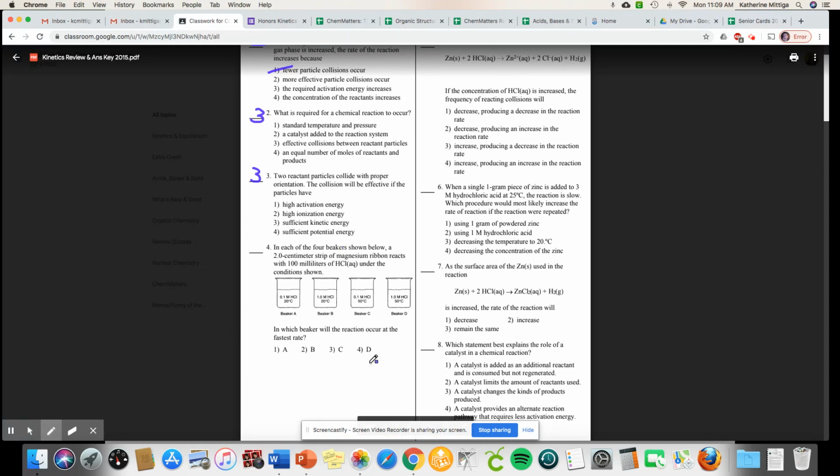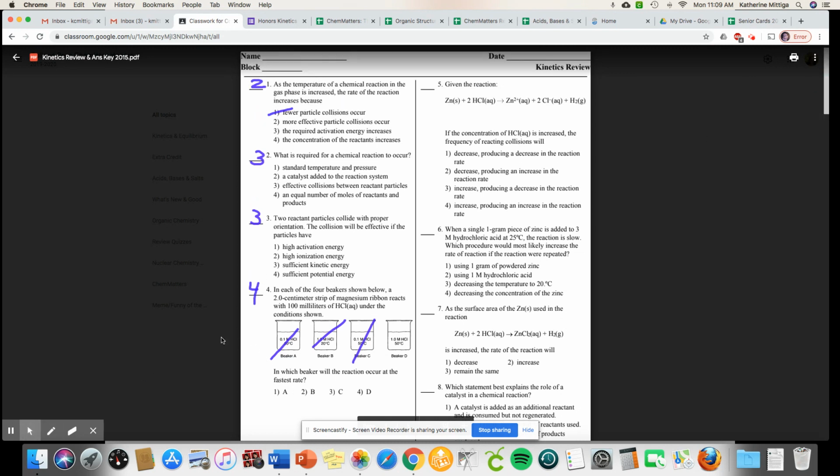Storing energy, nope. In each of the 4 beakers shown below, a 2 centimeter strip of magnesium ribbon reacts with 100 milliliters of HCl, that's hydrochloric acid, aq, under the conditions below. So you've got molarity, which is concentration, and you've got temperatures. Which will happen at the fastest rate? So remember, you want the most effective particle collisions, which is going to happen if you have the most particles to begin with, which would be higher molarity, 1 molar versus 0.1 molar. And if you have a higher temperature, you're going to have more collisions, which means you need D.